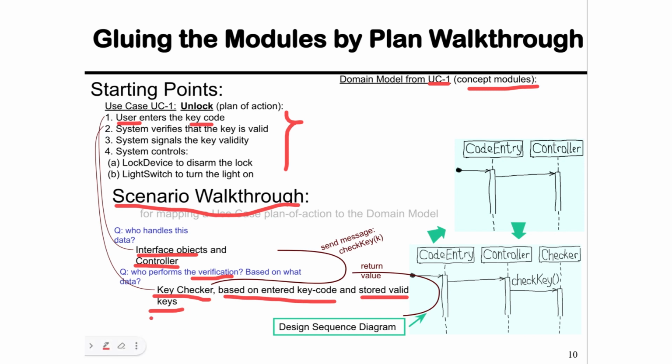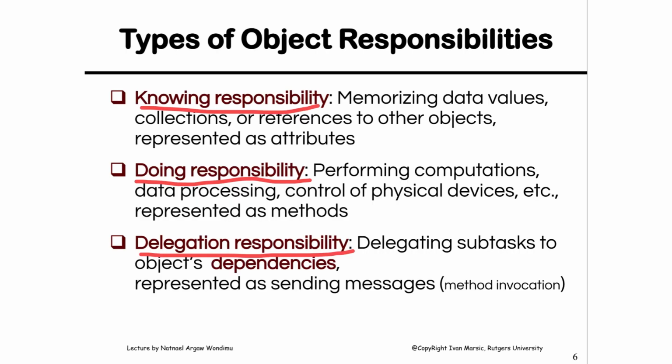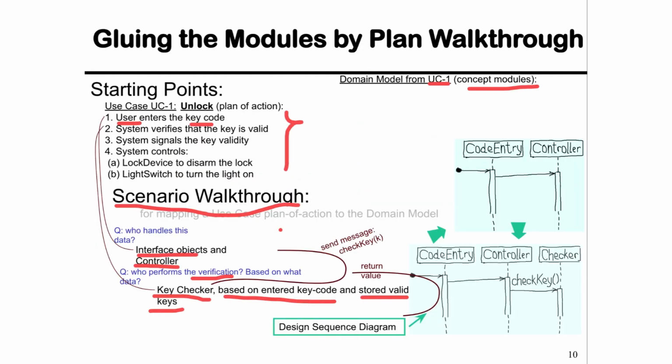So once you identify the connection between concept modules by asking various questions that help you to identify who is responsible for what task, and who does what, which is again directly related to the compartment of responsibilities that we have seen so far, which is knowing responsibility, doing responsibility, and delegation responsibility. Your questions should be sorted in a way that they directly align with each of these responsibility categories.